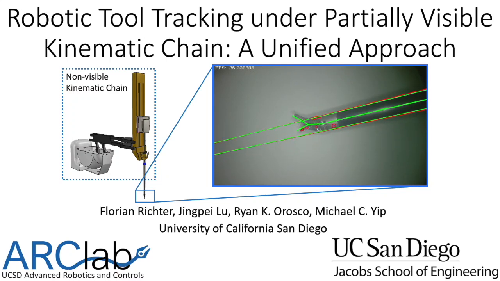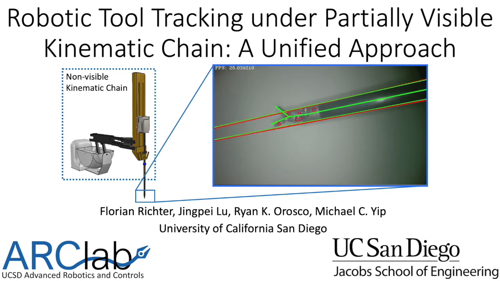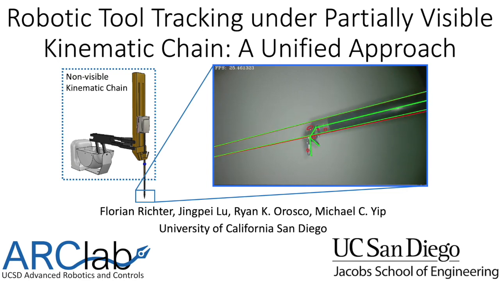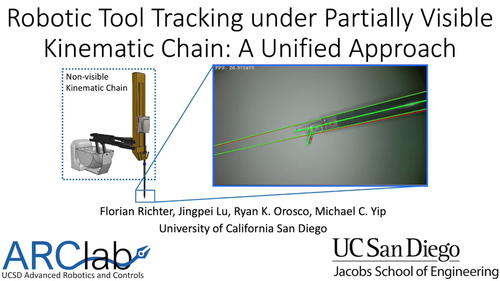We present a unified approach to robotic tool tracking under a partially visible kinematic chain. In scenarios where the camera is positioned to better perceive the robotic tool and environment or objects of interest, a portion of the kinematic chain is never seen in the camera view. An example of this is shown here.